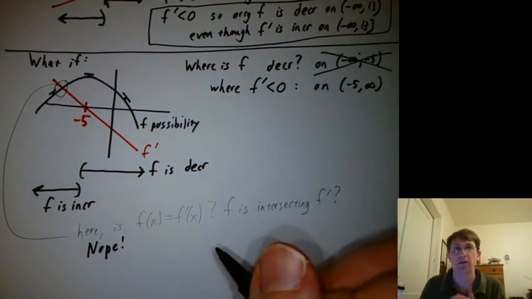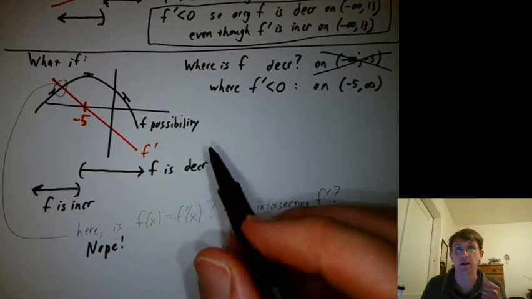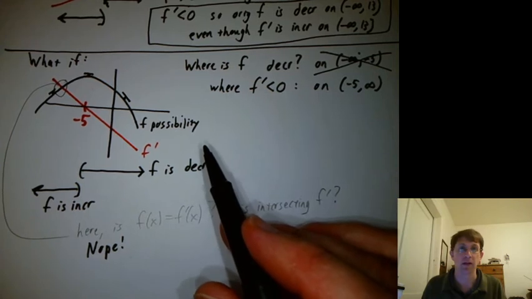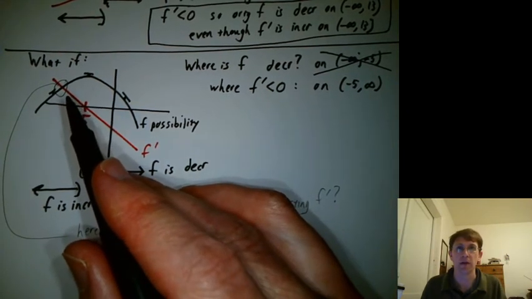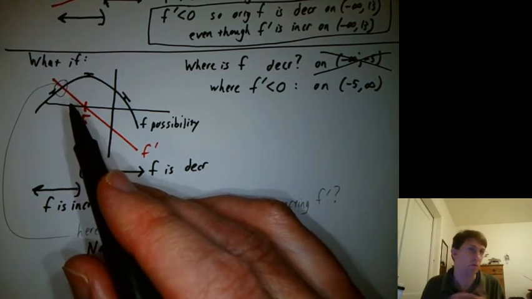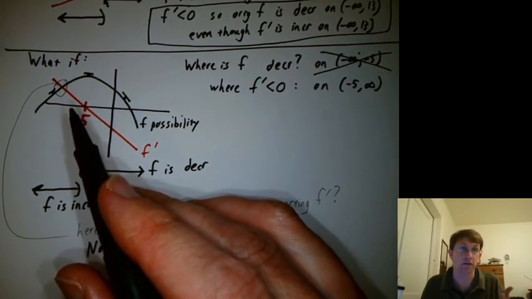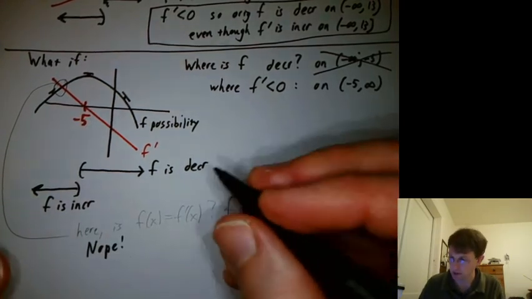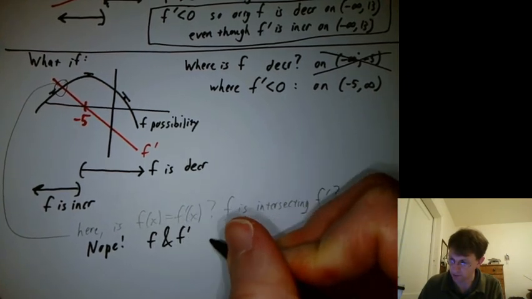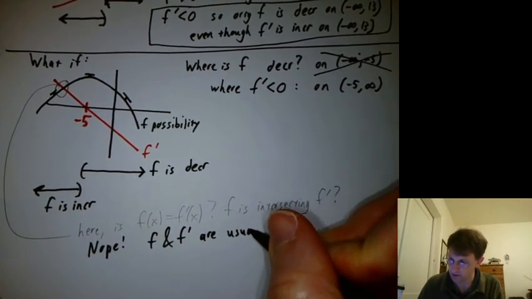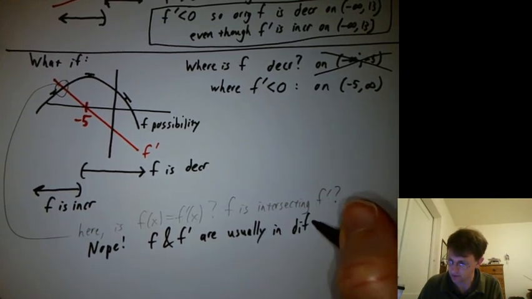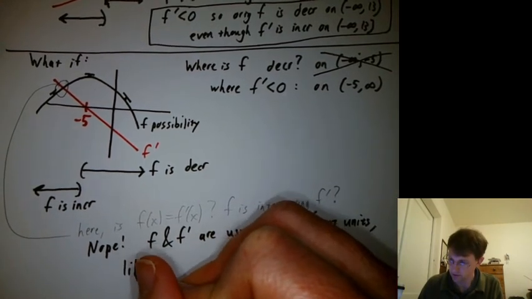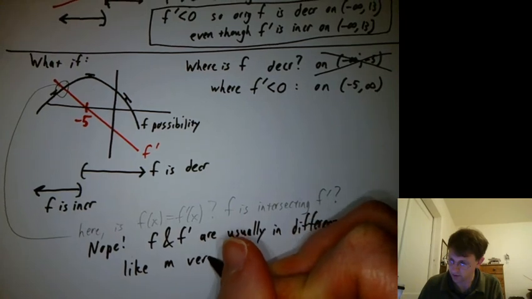Remember that the function and its derivative actually have different units usually. Like if f is in meters and the time axis is in seconds, f prime would be in meters per second. Can you say that 20 meters equals 20 meters per second? Nope, those are entirely different units. That's just as bad as saying 20 kilograms equals 20 kilometers. It just doesn't work. So f and f prime are usually in different units, like meters versus meters per second.